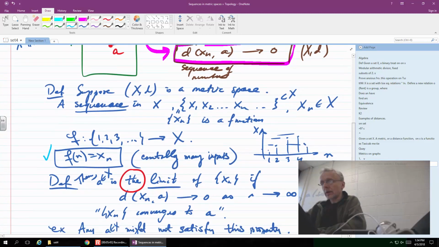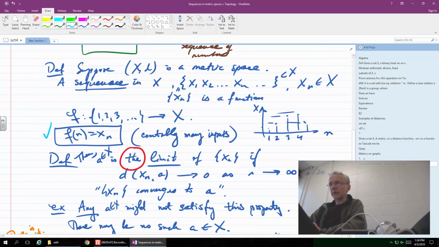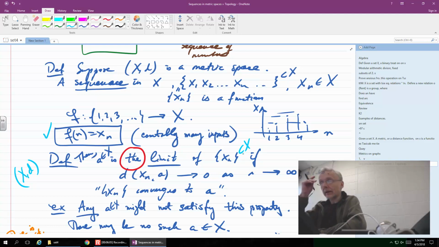And then the limit. The limit is defined, as you can see. Once again, the definition is entirely within metric spaces. So we have (X, d) a metric space, a starting point, and then we have a sequence in X, a sequence of elements, and then we have another element a in X, and we say that xn converges to a if the distance from xn to a goes to 0. So that's all there is here.